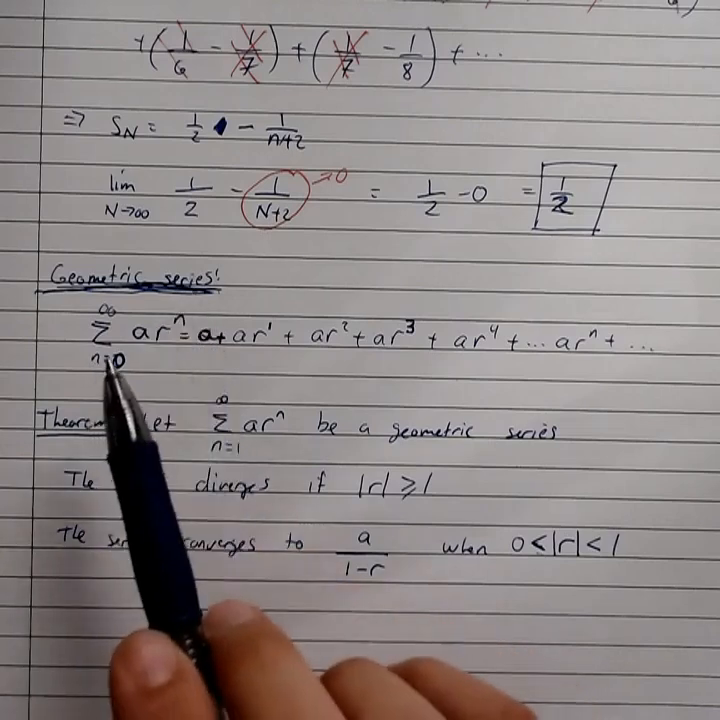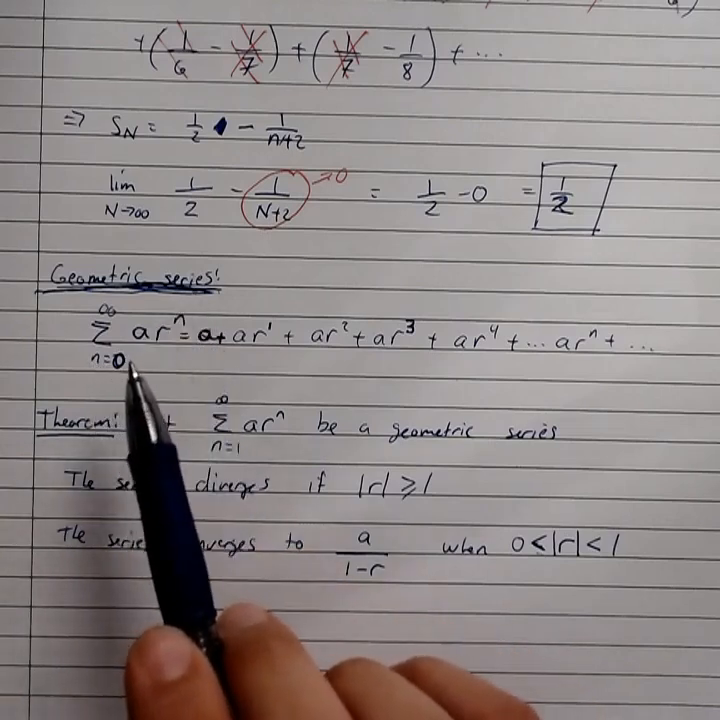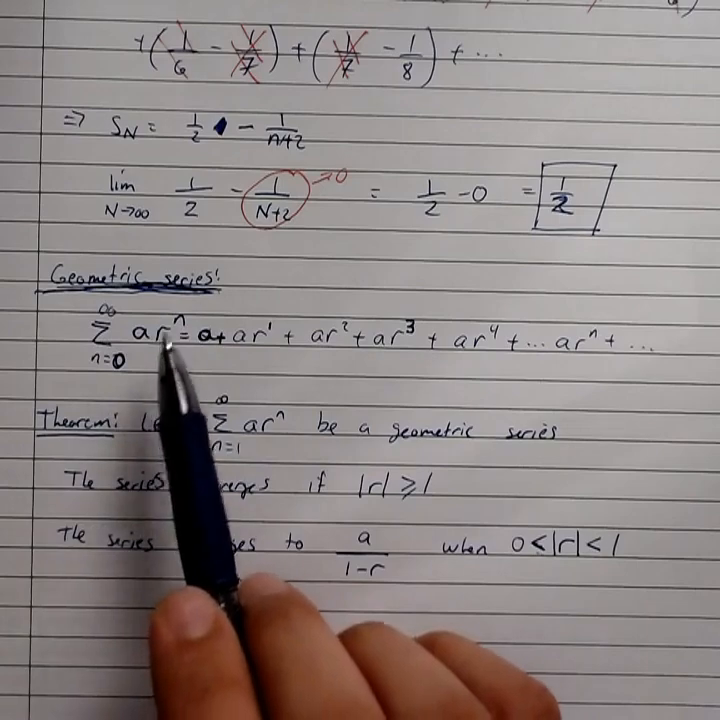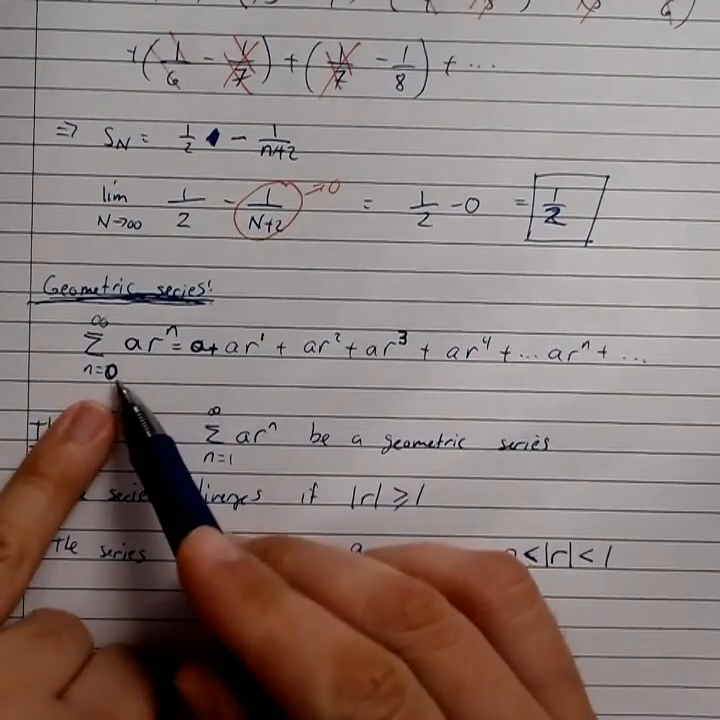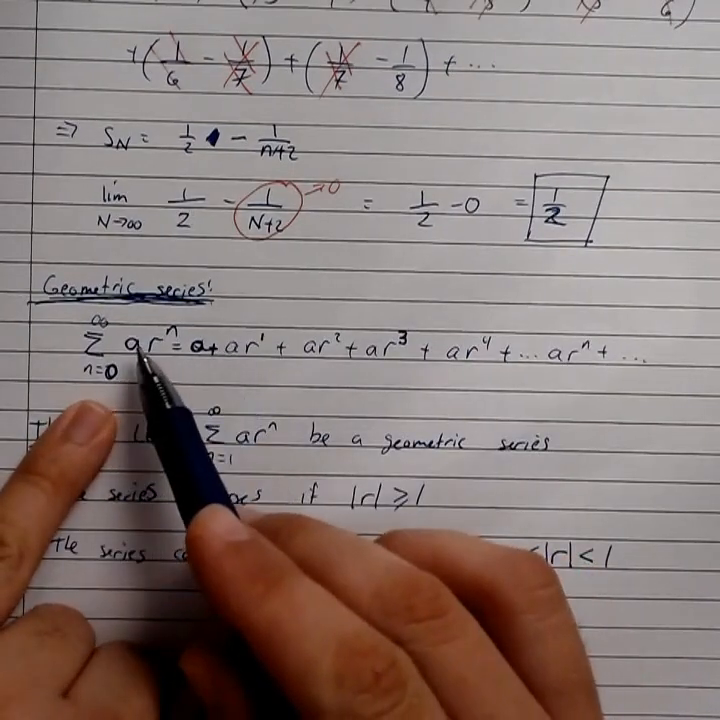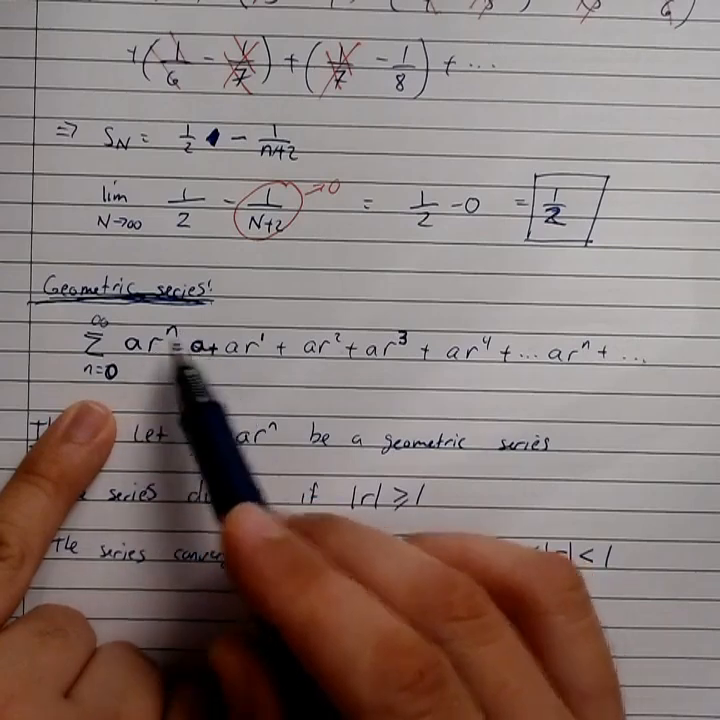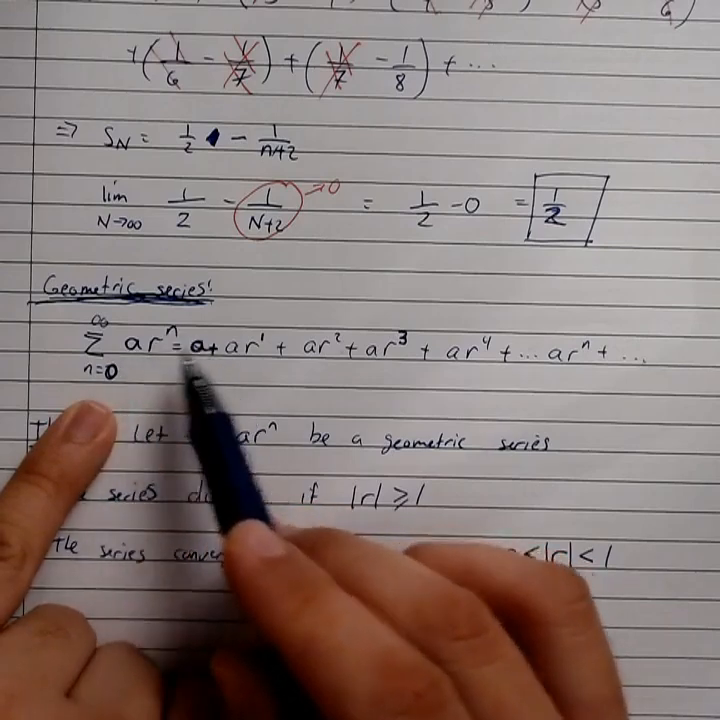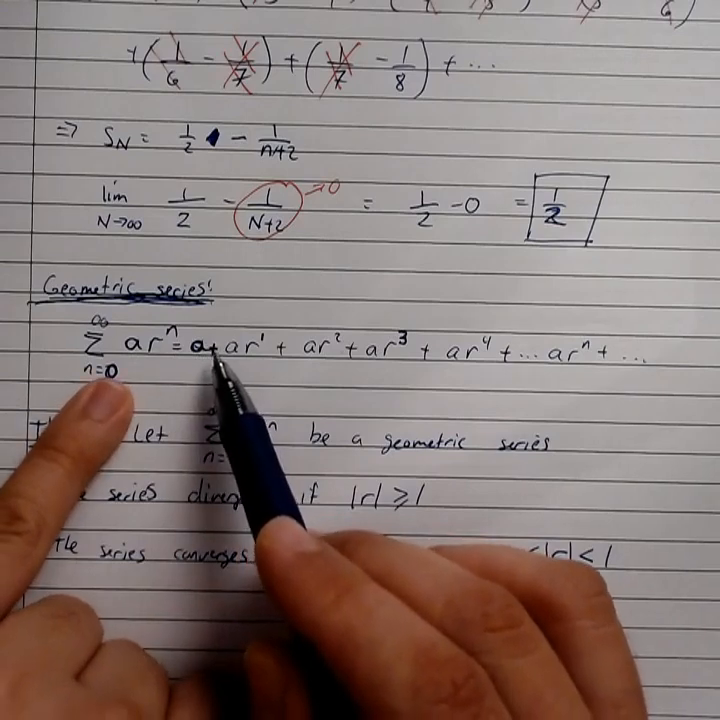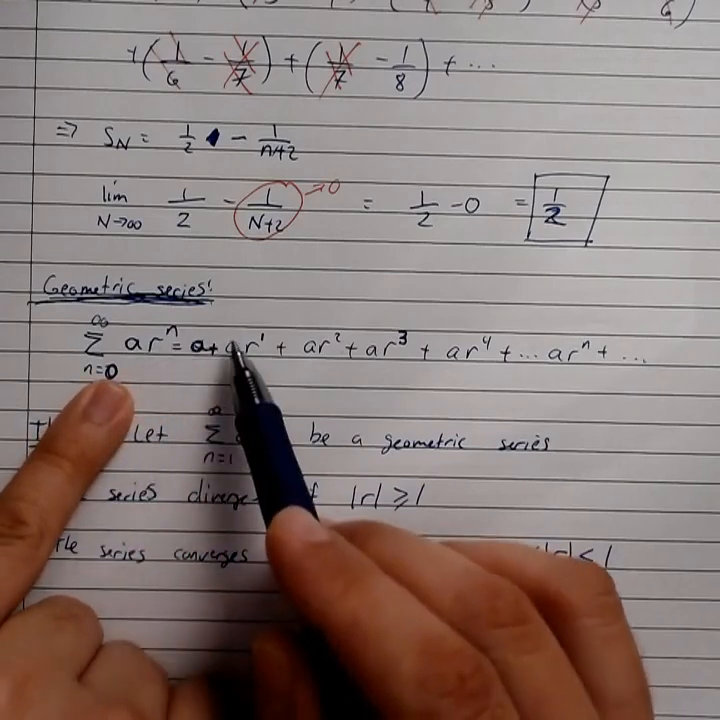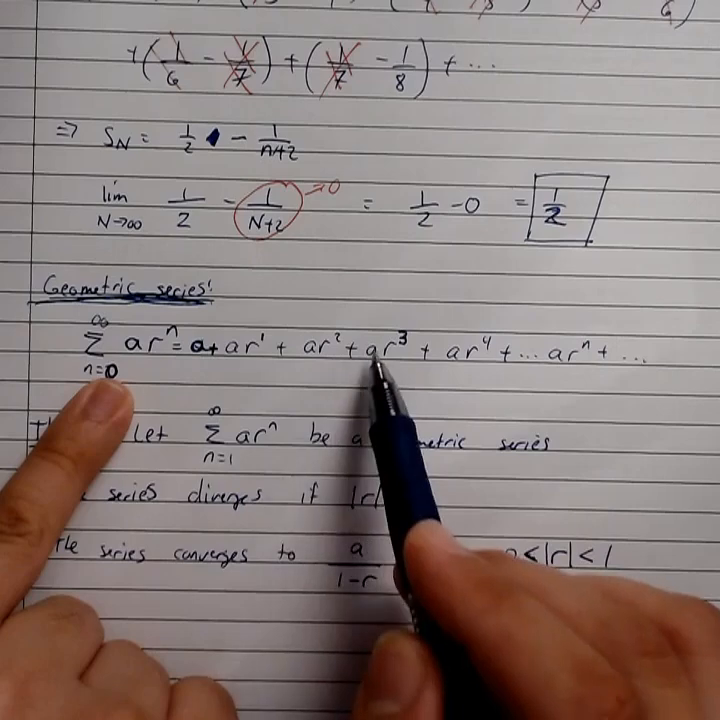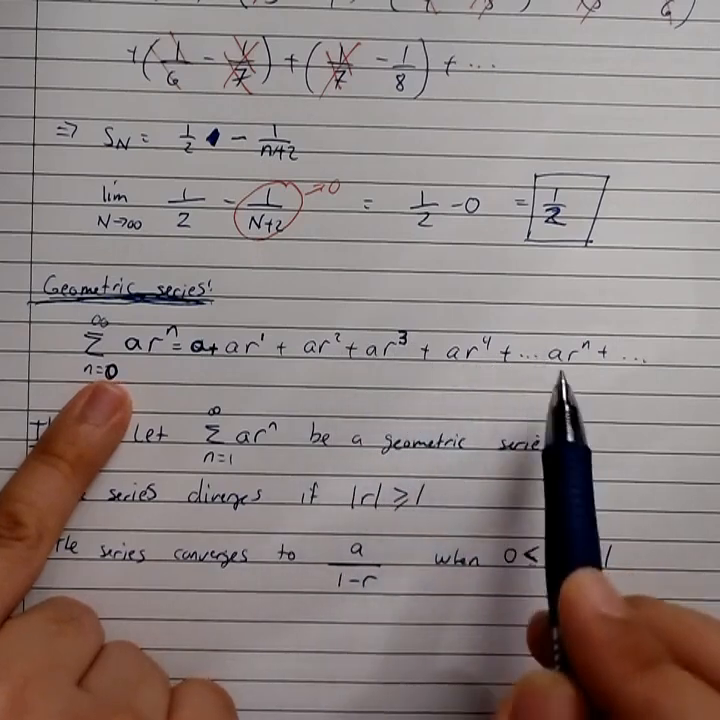So the geometric series is the sum as n goes from 0 to infinity of a r to the n. So we start off with n equals 0. So a r to the 0. Well, r to the 0 is just 1. So that just leaves us a. And if n is equal to 1, we get a r to the first, and then a r to the second, a r to the third, fourth, fifth, and so forth.